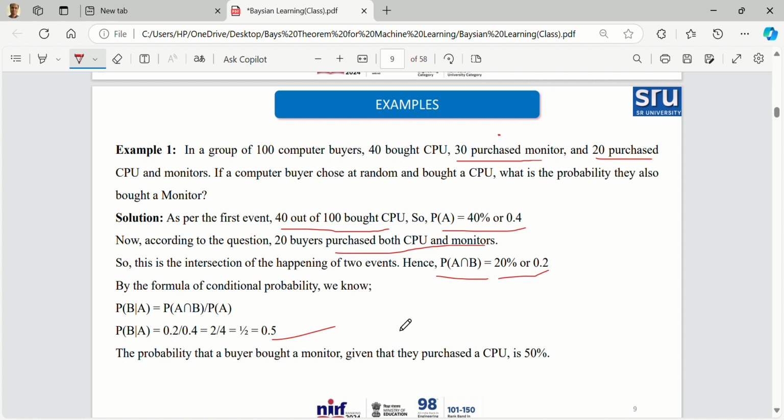If it is more than 50%, then you can say that it is sure, or there is a 50-50 chance.